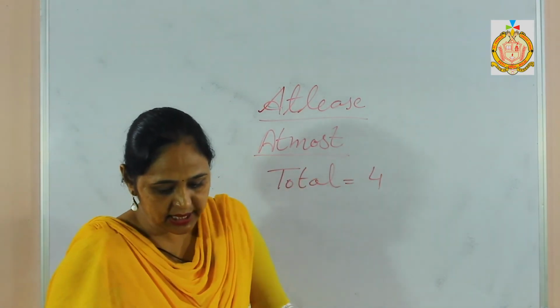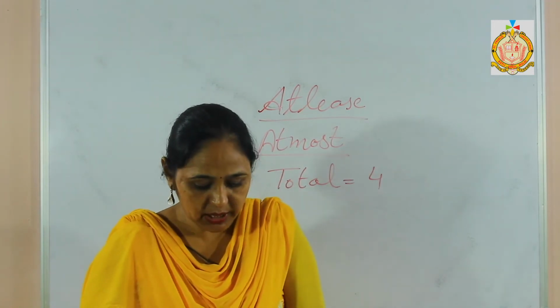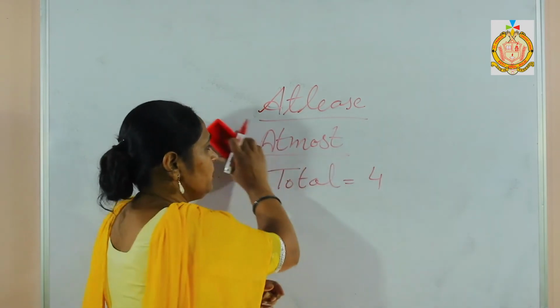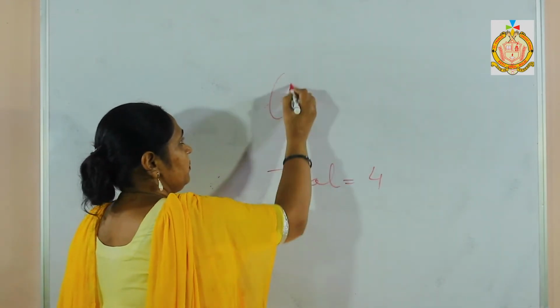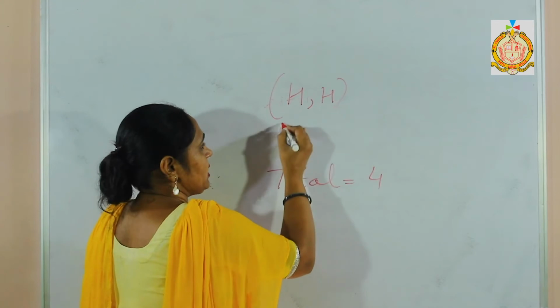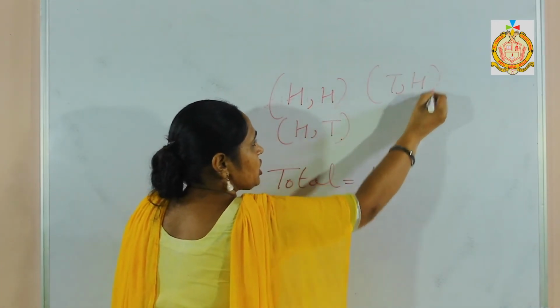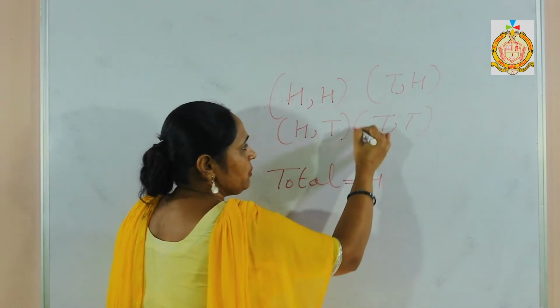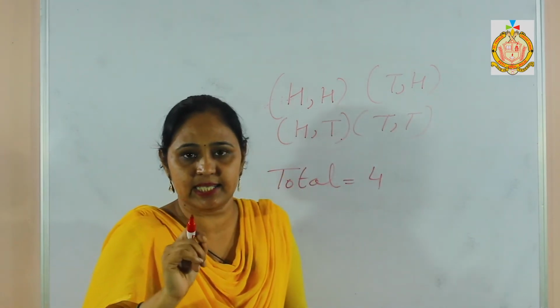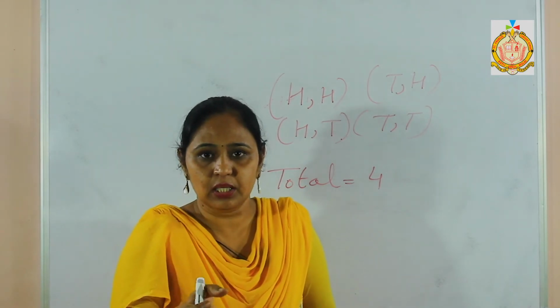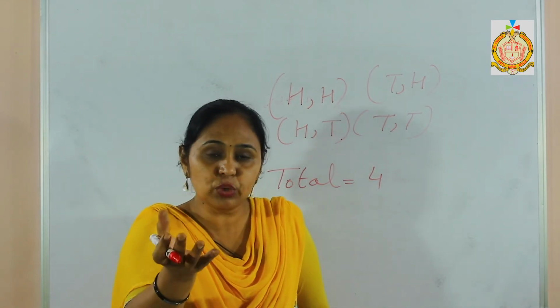I take the total, then you see 2 heads, that is the simple one, then you see at least 1 head. Now you will take all the conditions there: 2 heads, then head-tail, then tail-head, and 2 tails. These 4 possibilities are there. He says at least. At least means minimum, kam se kam, you can say. At least 1 means we can take more.